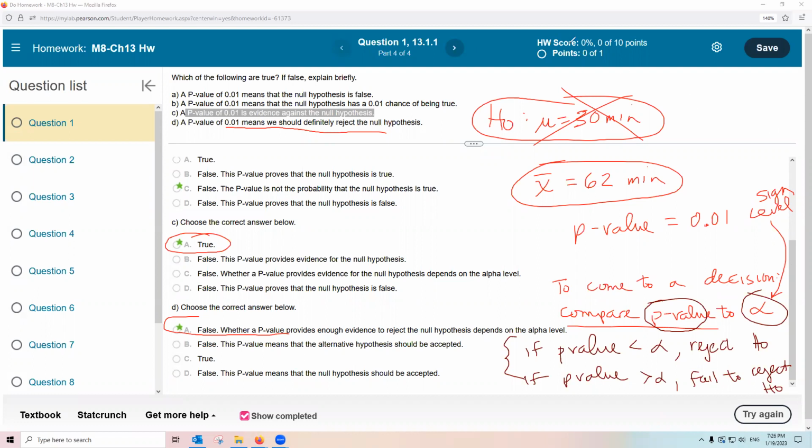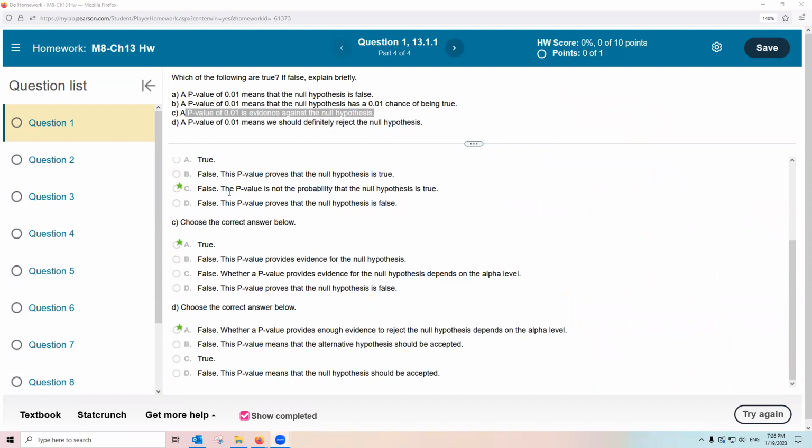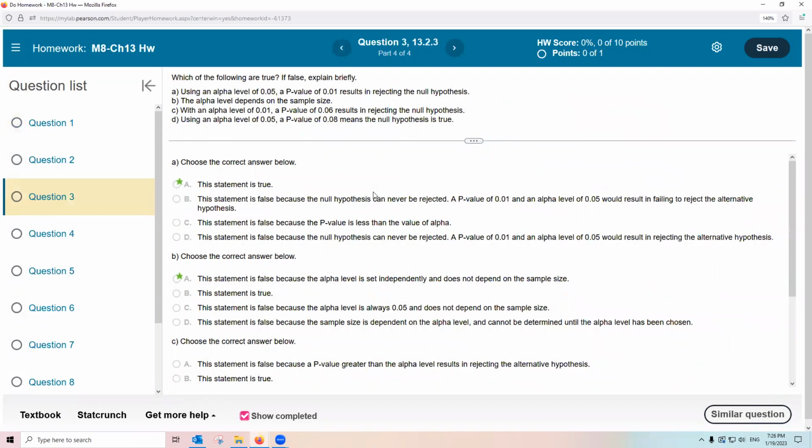All right, let's go to another example here. Let's take a look at this. So again, let me jot down the rule. So to come to a decision for a hypothesis test, what you do is you compare the p-value to alpha.